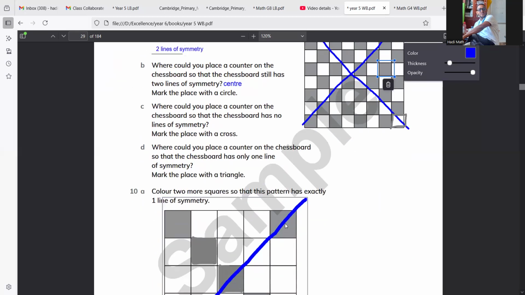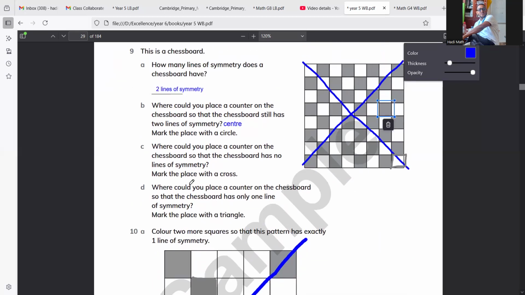They ask you question number D. They say, where could you place a counter on the crossboard so the crossboard has only one line of symmetry? To have only one line of symmetry, you need to put it somewhere on what? On the corners, like on this corner, or this corner, or anywhere on the line of symmetry. Any counter on this line of symmetry, which divides it into two halves, can work. It will have only one line of symmetry.